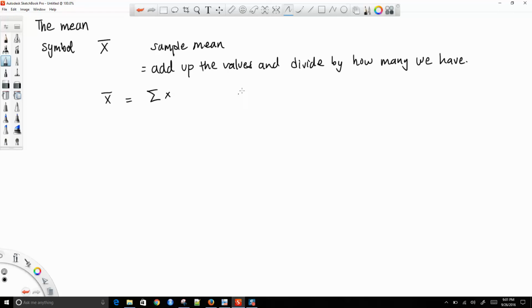Sum the x's, divide by n. So sum x means add up the x values, and then n is the sample size, so that's how many values you have. Sum of x over n is just another way of saying add up the values and divide by how many you have. That's X bar, the sample mean. Our conceptual definition of the mean is probably more important.